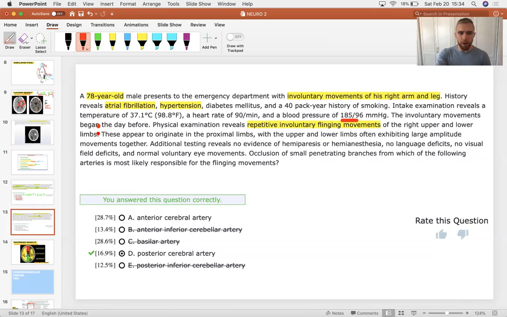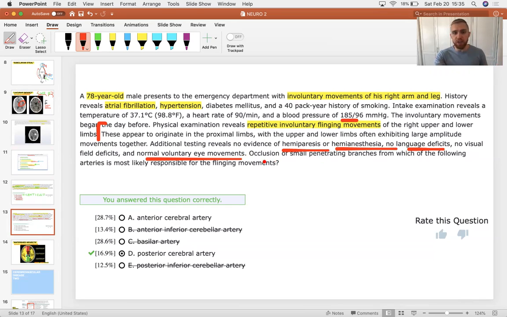You look at the rest of the question stem, because a great student always reads the whole question stem, because a great student's a fast reader. So you read the whole question stem, you confirm there's no hemiparesis, no hemianesthesia, no language deficits, no visual field deficits, normal eye movements. This is a pure motor stroke with hemiballismus. This is definitely in the thalamus.